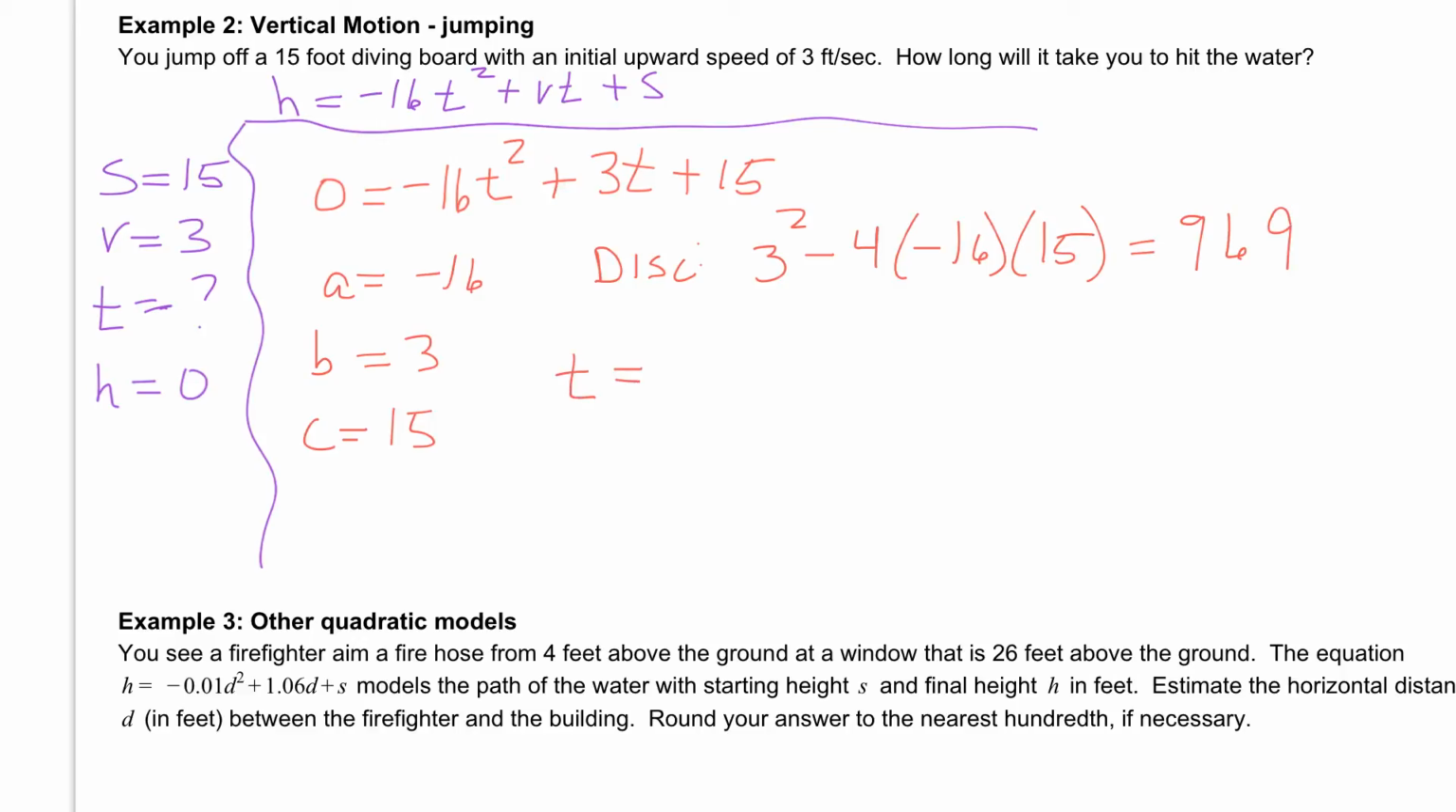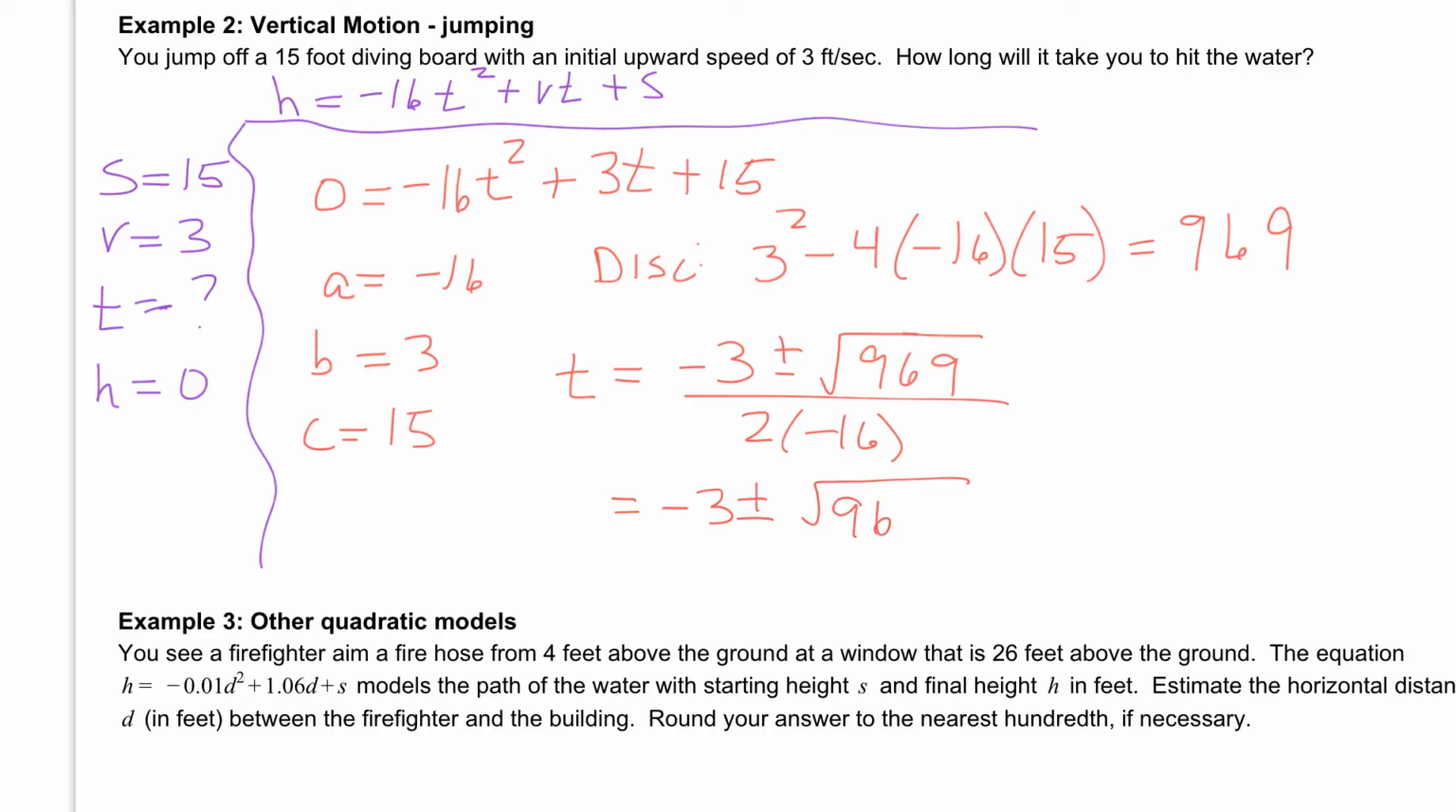Then we can plug that into our formula. So t equals, we're doing the opposite of b. So since b is positive, we want negative 3 plus or minus the square root of 969, so we're going to put that 969 underneath here, divided by 2 times our a value. And our a value here is negative 16. So if we simplify the denominator, we get negative 3 plus or minus the square root of 969 all over negative 32.